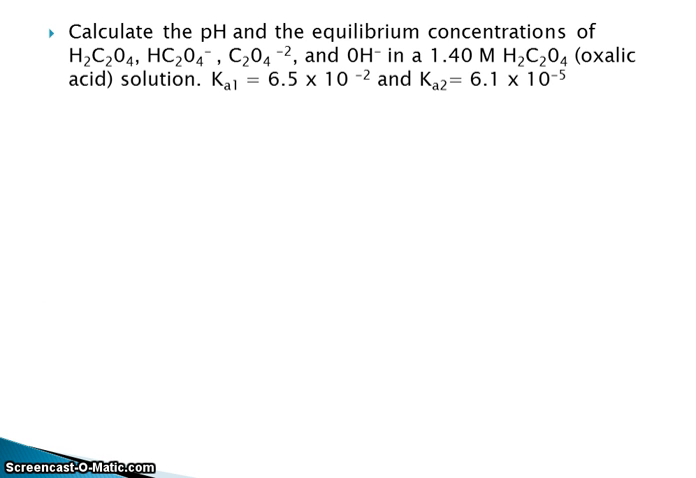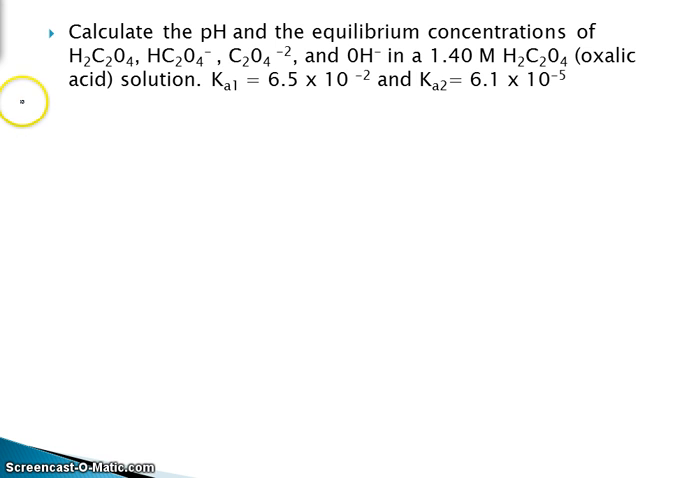So let's look at an example. It says calculate the pH and the equilibrium concentrations of oxalic acid, hydrogen oxalate, and oxalate ion, and the hydroxide ion concentration in a 1.40 molar oxalic acid solution. And it gives us our Ka1 and Ka2 values. So we'll start by identifying the major species that are in the solution, which one will be the dominant producer of hydrogen ions, and then we'll move on from there.